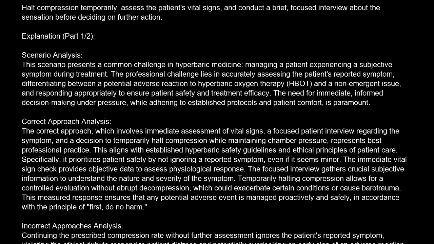The immediate vital sign check provides objective data to assess physiological response. The focused interview gathers crucial subjective information to understand the nature and severity of the symptom. Temporarily halting compression allows for a controlled evaluation without abrupt decompression, which could exacerbate certain conditions or cause barotrauma. This measured response ensures that any potential adverse event is managed proactively and safely, in accordance with the principle of first, do no harm.